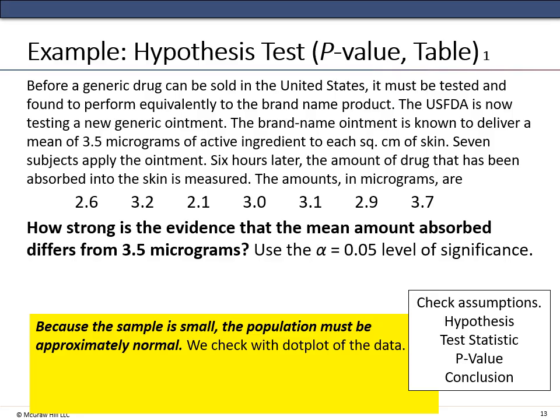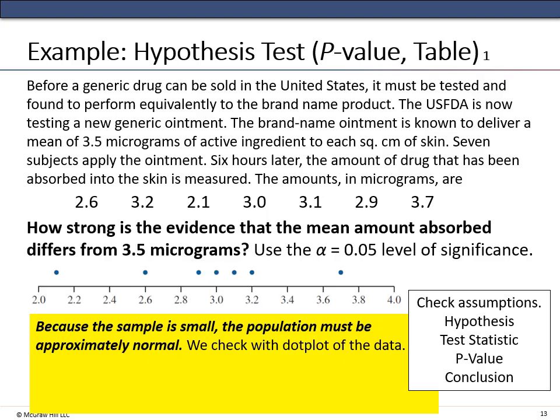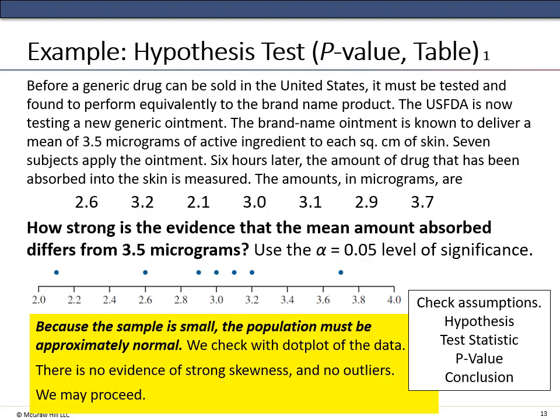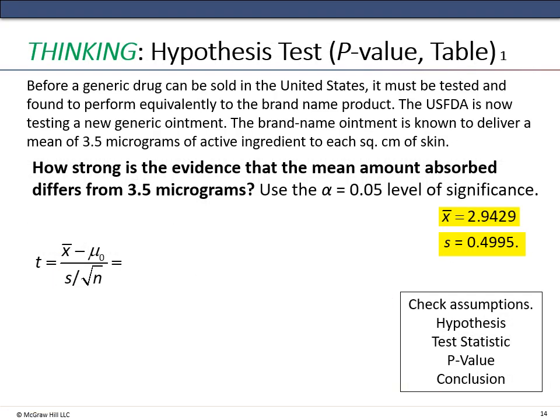Our sample size is not greater than 30. We only have 7. The population must be approximately normal, so we check with a dot plot of the data. There is no evidence of skewness, and there are no outliers, so we can proceed. So we've checked our assumptions.